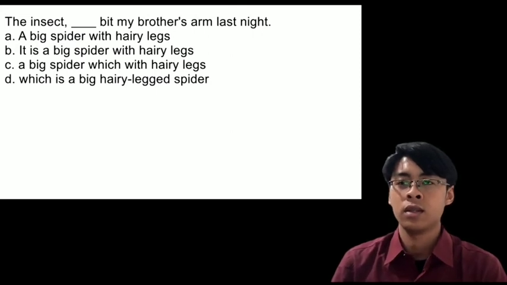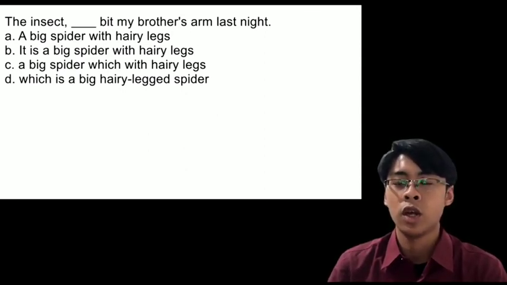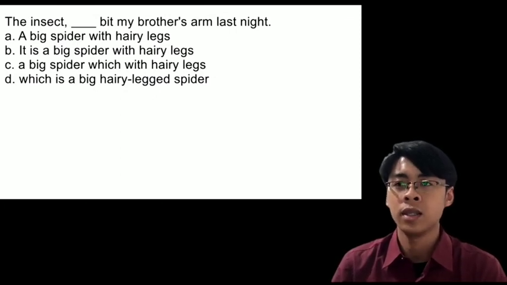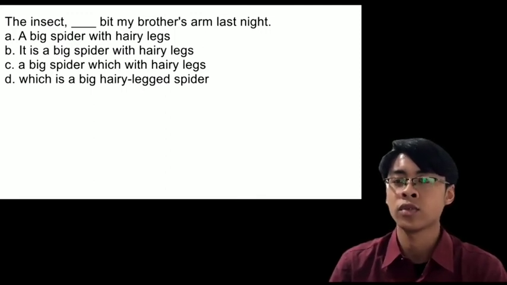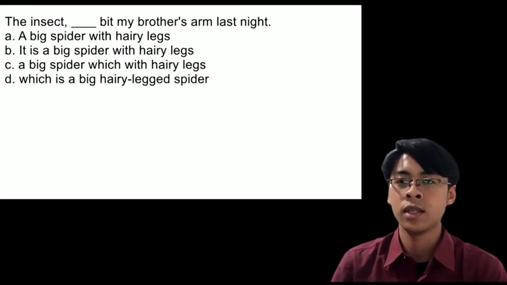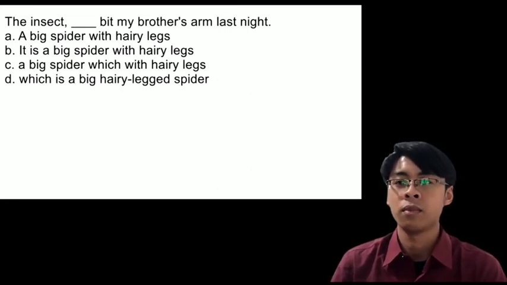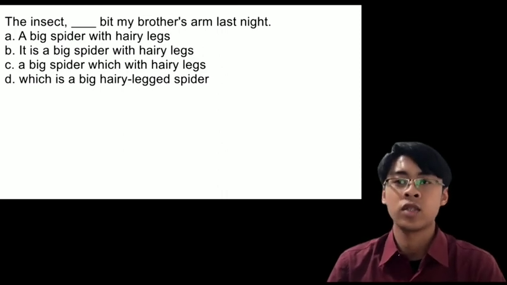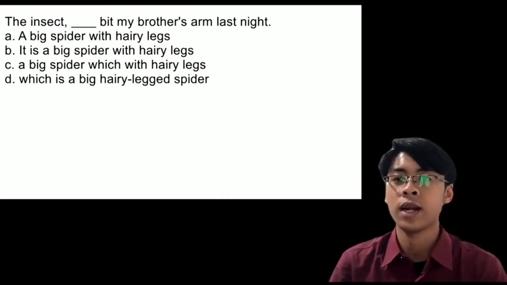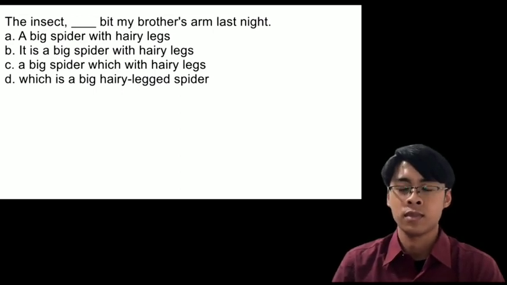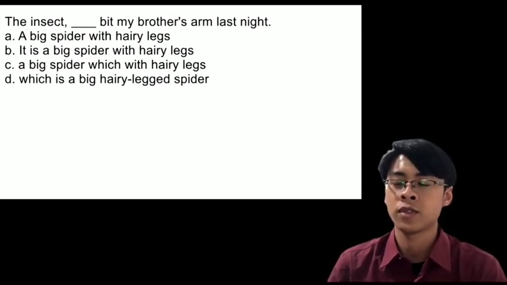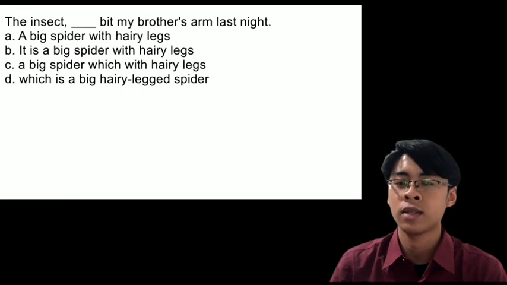In option A, the sentence has two subjects, so this is the wrong answer. In option B, same as option A, there are two subjects in the sentence, so this is the wrong answer too. Option C is also the wrong answer because there are two subjects again. In option D, this is the right answer because we have all the terms for a coherent sentence.